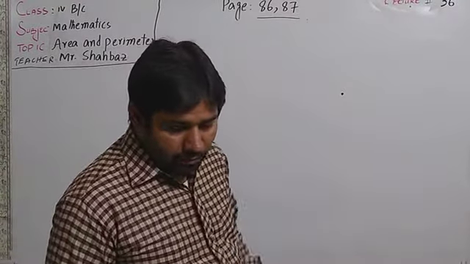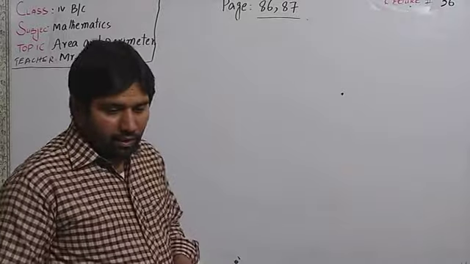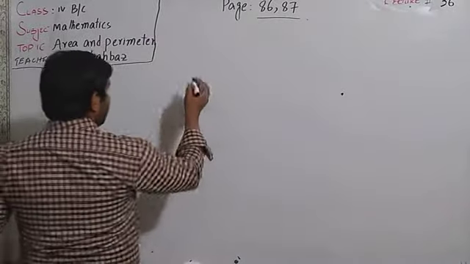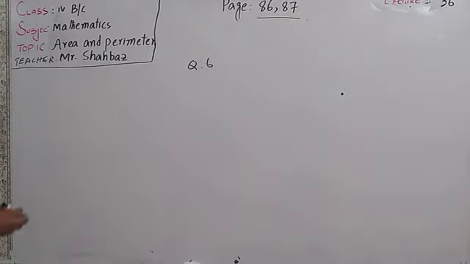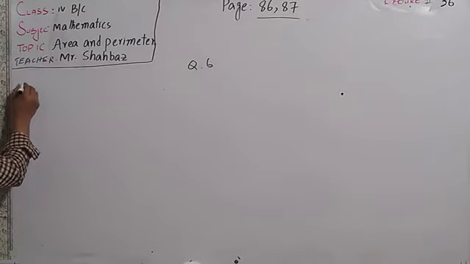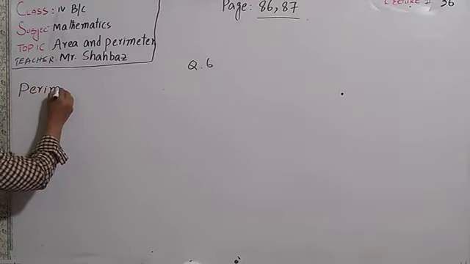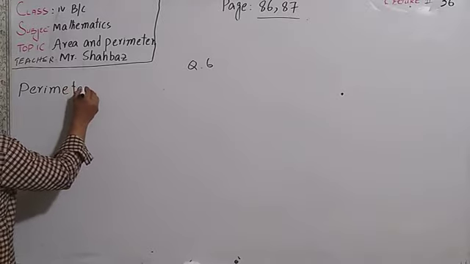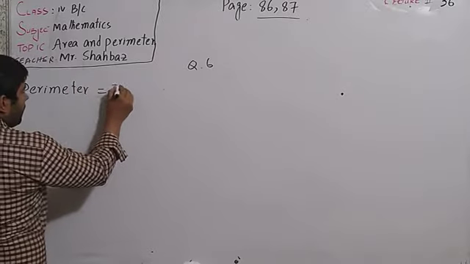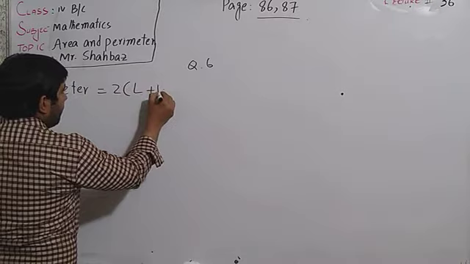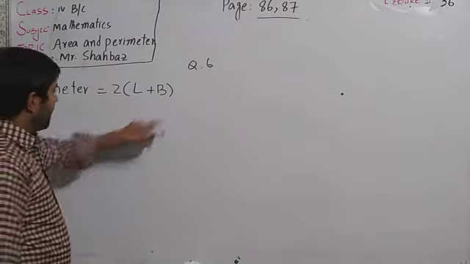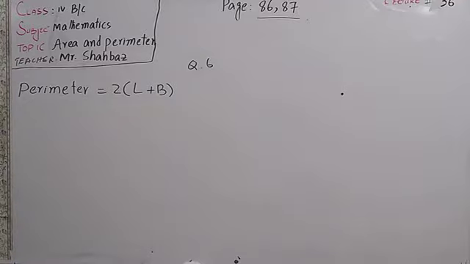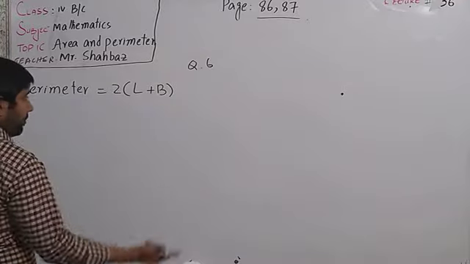In question 6, we have to find the length or breadth from the perimeter. As you know that perimeter of rectangle is equal to 2 into length plus breadth. This is the formula of perimeter, 2 into length plus breadth. If we have to find the length or breadth, then what will we do?